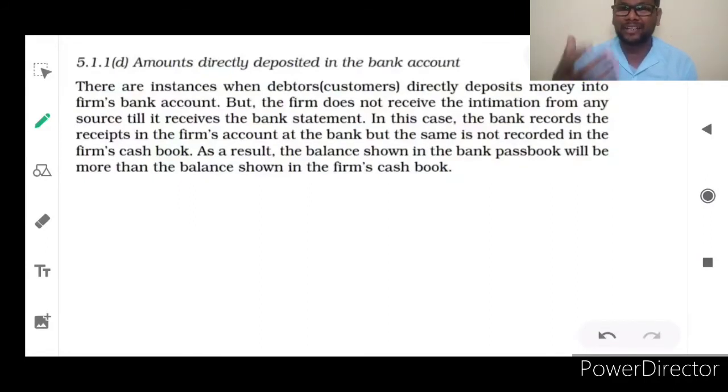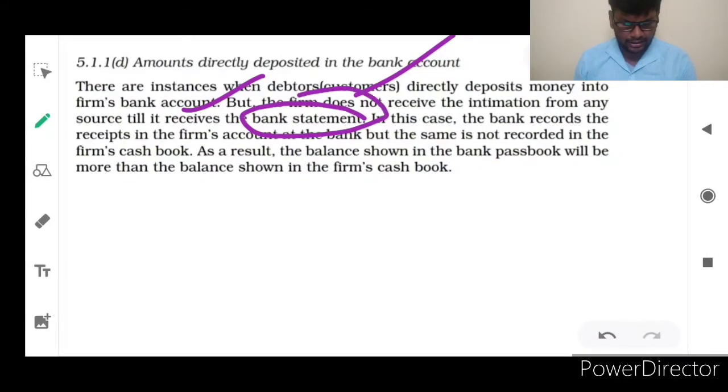Only after we get the printed passbook, we compare the both. Then we come to know, yes, some debtors paid the money directly to our bank account. So there are instances when debtors, called customers, directly deposit money into our firm's bank account, but the firm does not receive the intimation from any source till it receives the bank statement. Till then, we don't know anything about the amount credited into our bank account, isn't it?